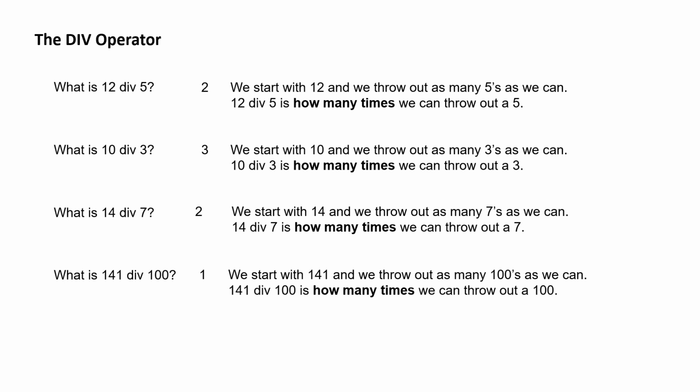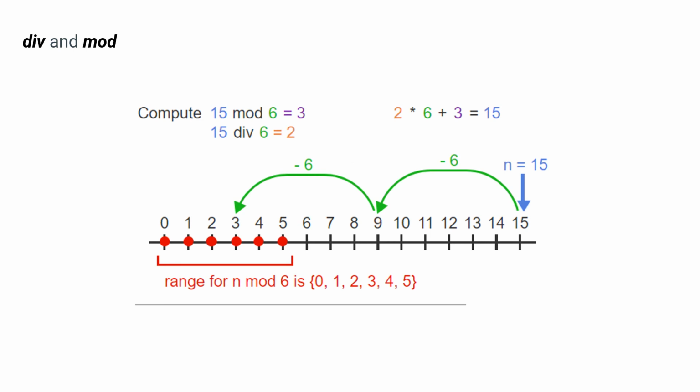Okay, so remember that the modulus operator, the one that we talked about in the last slide, is what the remainder would be after we throw out these multiples of a certain number. But the div is how many times we got to throw them out.